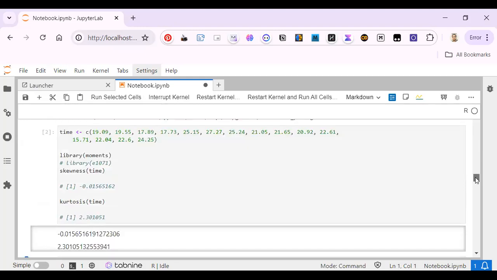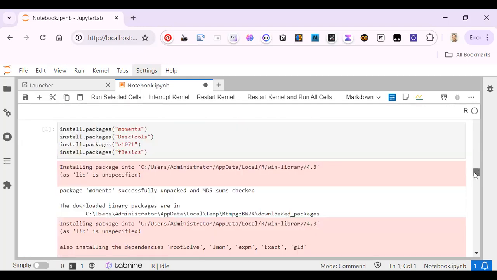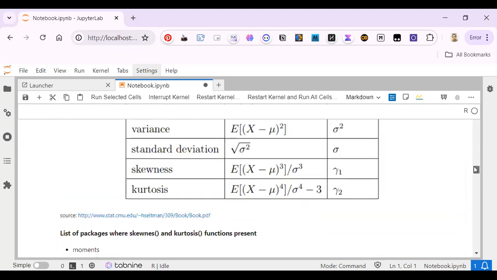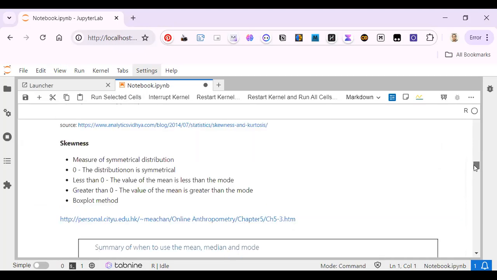Minus skewness and kurtosis. According to this, what we understand here is that zero clearly gives us a symmetrical distribution. Less than zero means the value of the mean is less than the mode. Greater than zero indicates the value of the mean is greater than the mode.